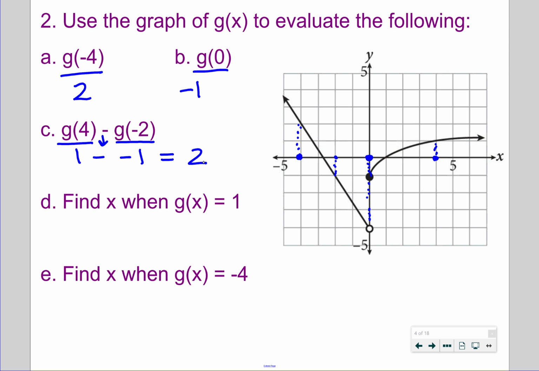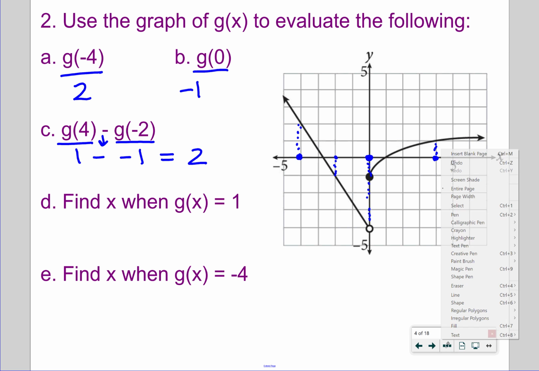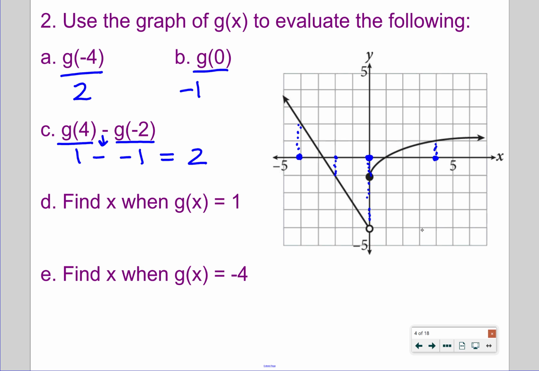For part D, find x when g of x equals 1. So here we're given a y and we're trying to find the x that goes with it. Remember, this type of problem, you could have more than one answer, so you want to look both directions on your graph. When y equals 1, that's there on my y-axis, and then we actually have two answers here. If I go to the left, it looks like it's approximately -3.5. If I go to the right, x equals 4 is a value on the graph.